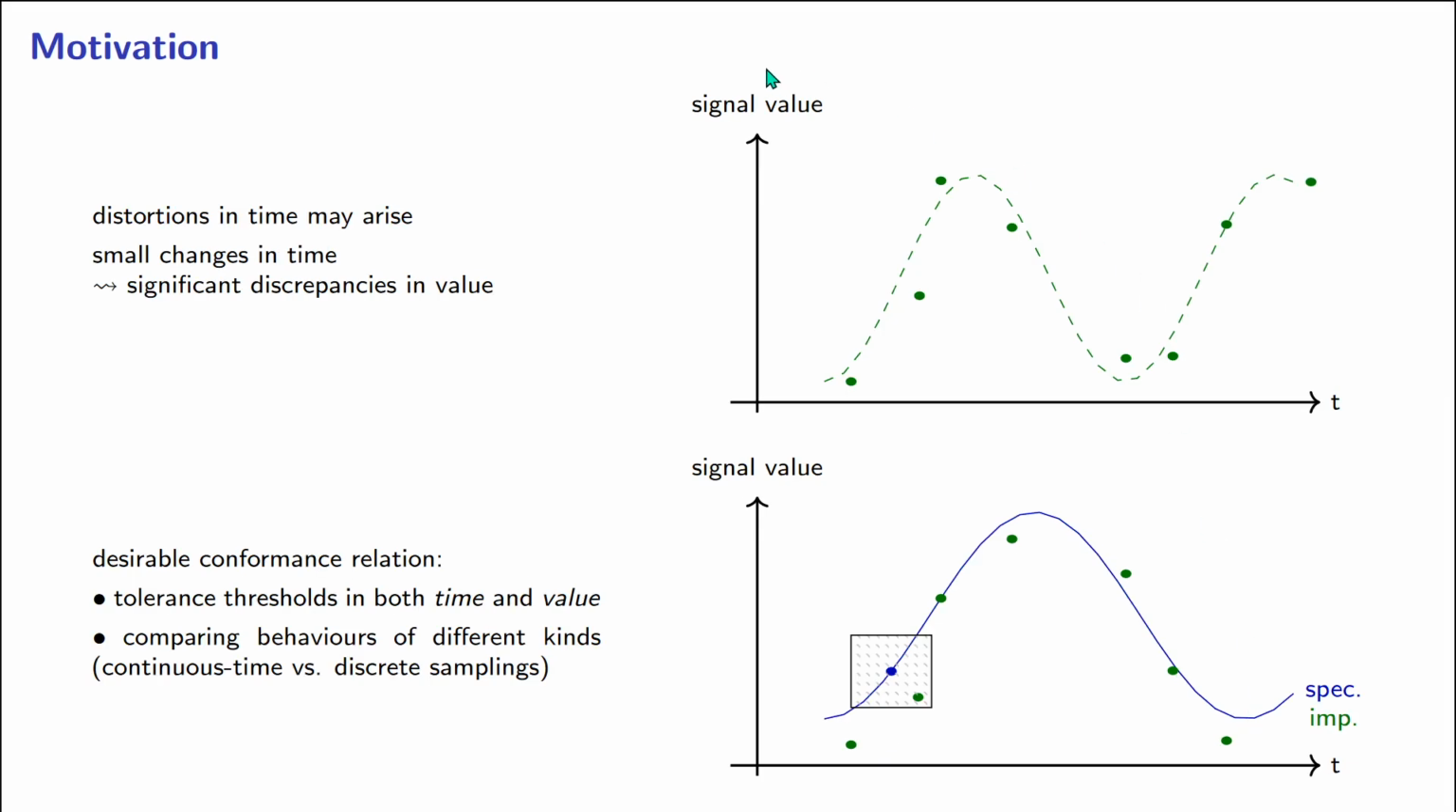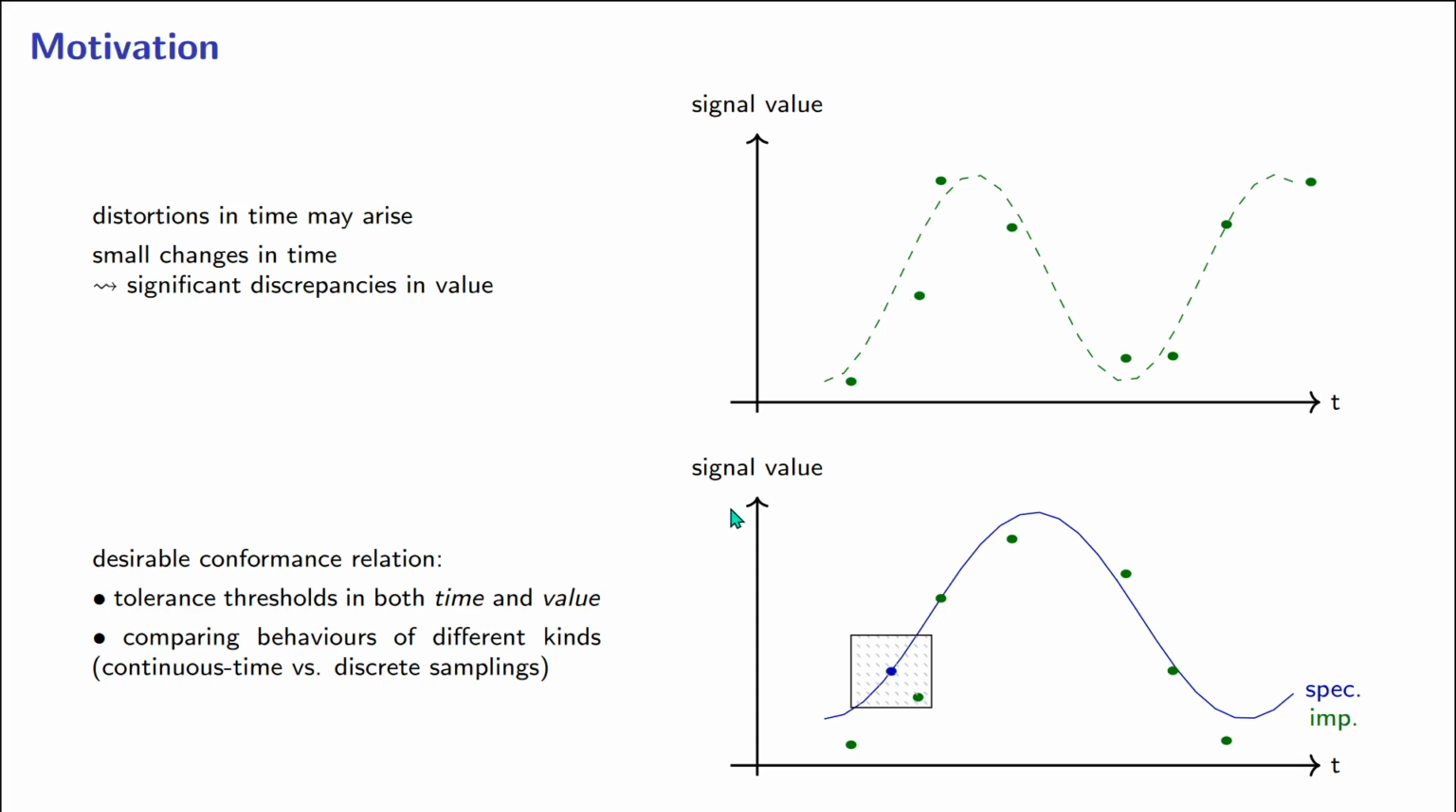To have an accurate approximation, it's not enough to approximate in terms of value, because the signal may be nearly matching the specification, but it may be slightly delayed or retimed. And in particular, if the signal has a steep gradient, then very small changes in time may give rise to considerable jumps in value. So we need a separate tolerance threshold for time.